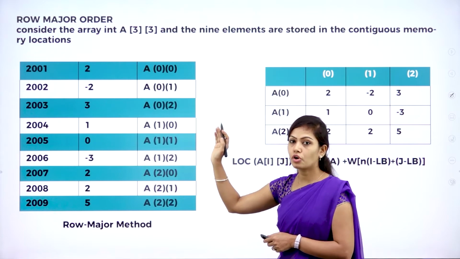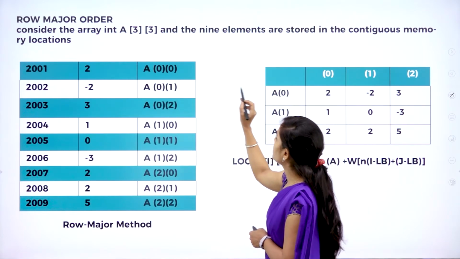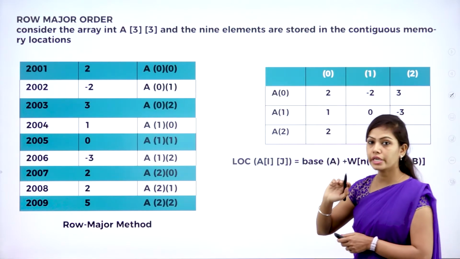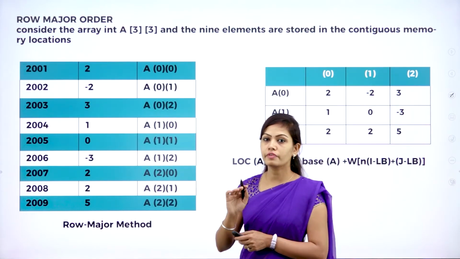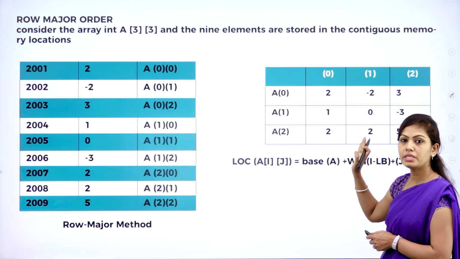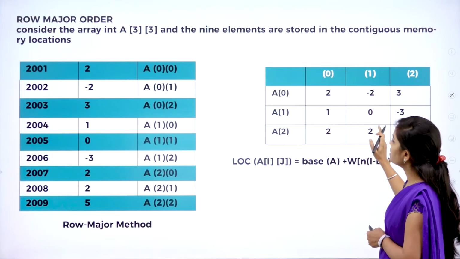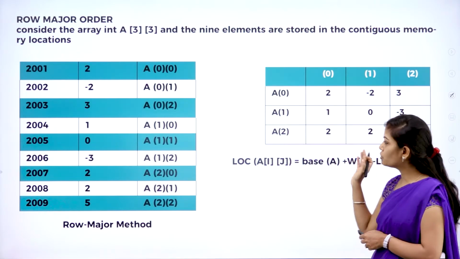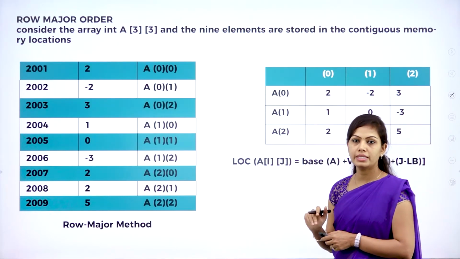This is a 3 cross 3 matrix. And the 9 elements are stored in contiguous memory locations. 3 cross 3 means how many locations we need? 9 locations. 3 cross 3 means the required 9 elements are stored in contiguous memory locations. So, how to represent the row major order?